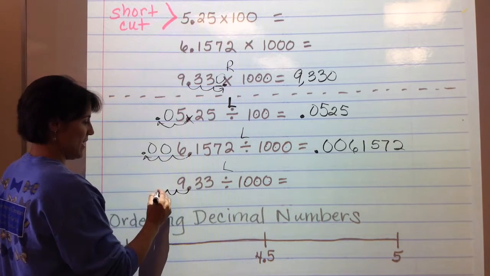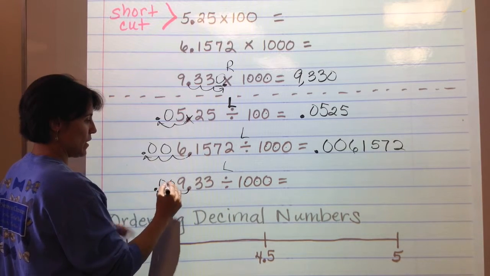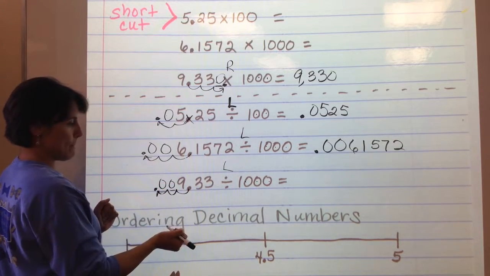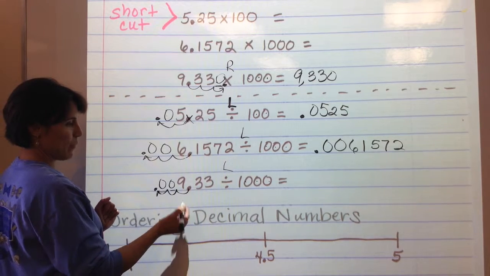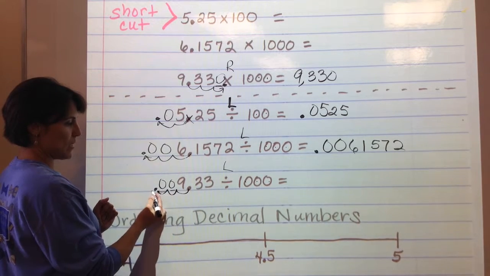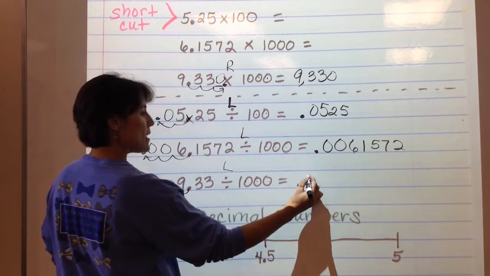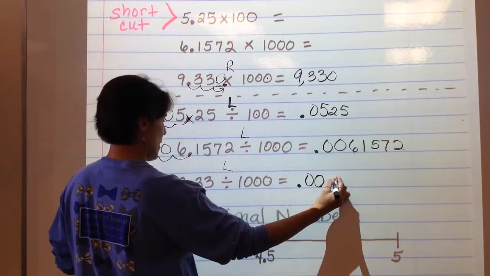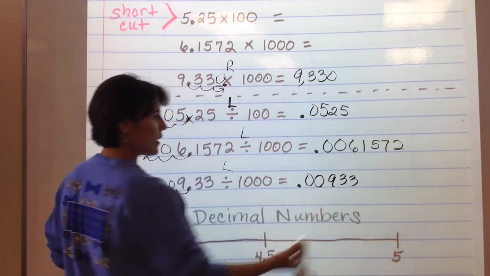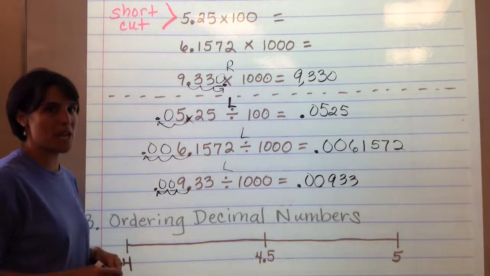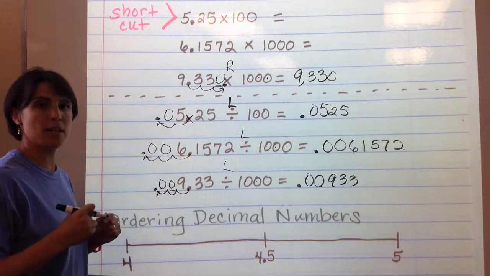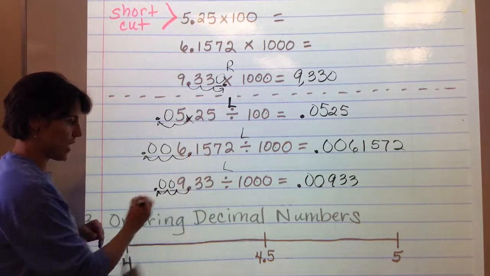3 zeros, 3 to the left. Fill in the 2 spaces you've created. Okay? We moved it 1 space, 2 spaces, 3 spaces. Don't put 3 zeros just because you see 3 zeros. Good job. And so 0.00933. Cool. Multiplying, dividing by powers of 10, shortcut method, easy. You can do it in your head as long as you're very careful.